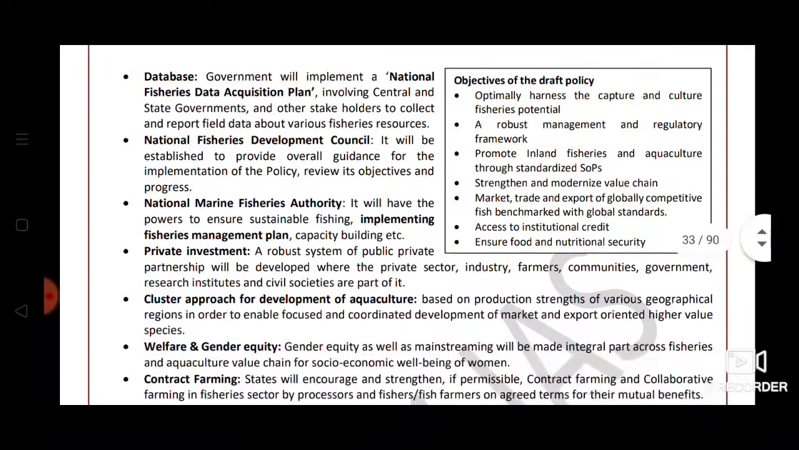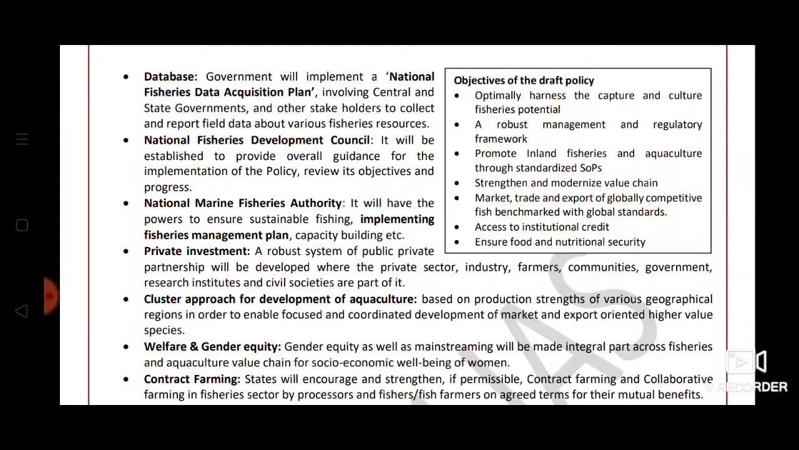Private investment: a robust system of public-private partnership will be developed where the private sector will also be a part of it. Cluster approach for development of aquaculture based on production strengths of various geographical regions, in order to enable focused and coordinated development of market and export oriented higher value species. So in the cluster approach, more than the states, the clusters will be more important because of the geography.